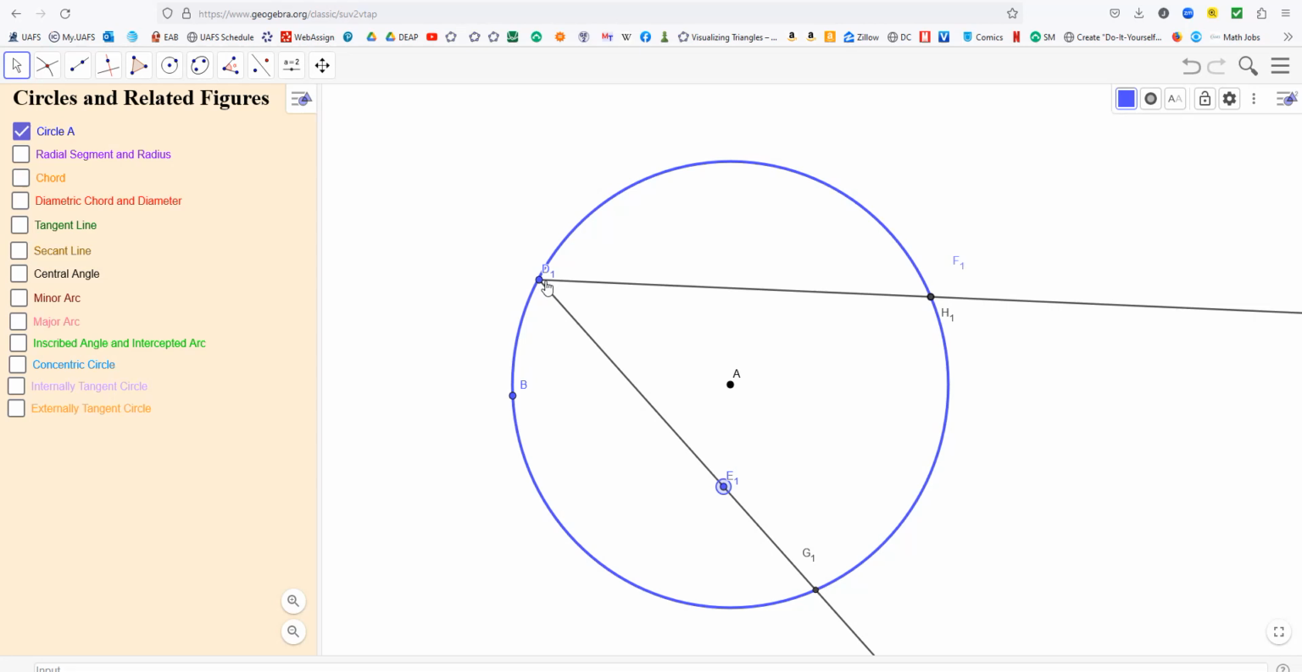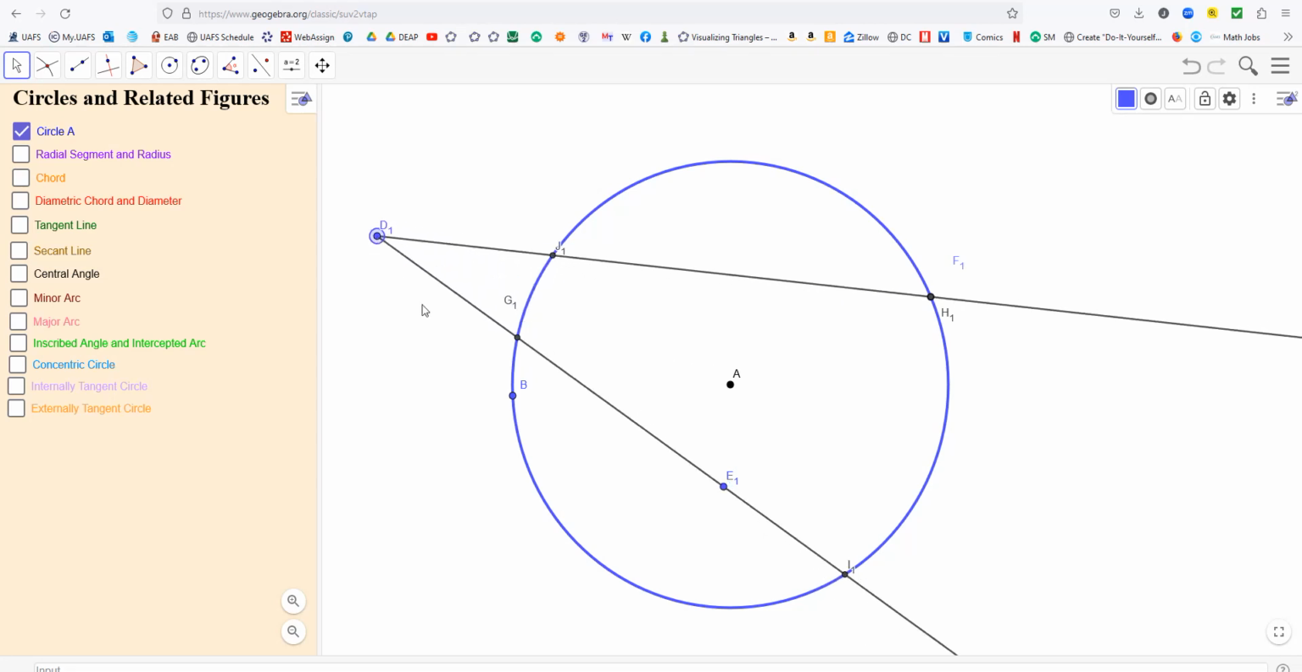You can even have an angle that intercepts two arcs, right? So this angle here intercepts an arc here and another arc here. Both of those turn out to be minor arcs. Okay. You can't intercept three arcs, but you can intercept two arcs like that.